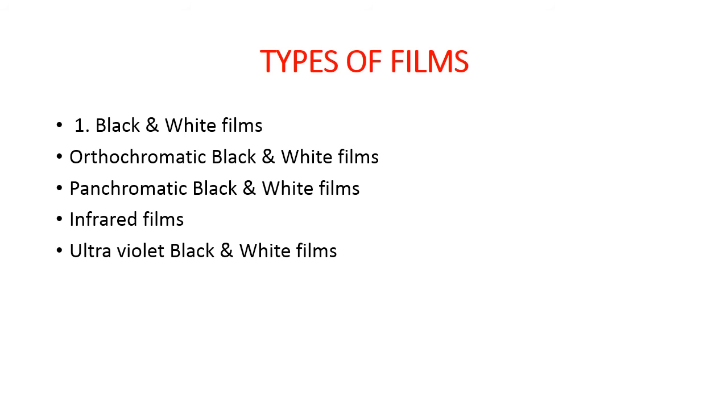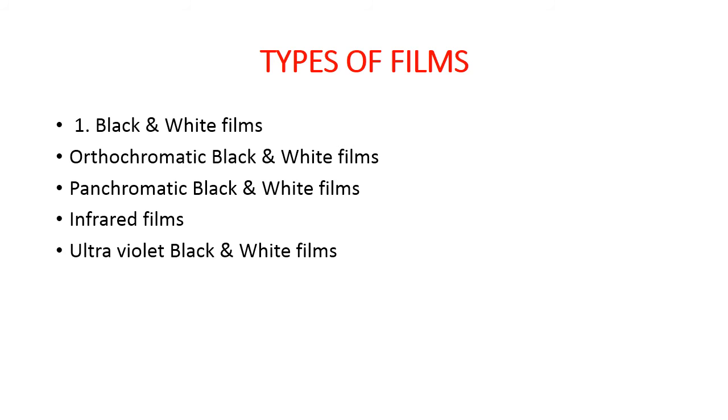Infrared radiation is absorbed by water bodies and they appear dark, and thus the boundaries between the water bodies and land become very sharp, so their demarcation becomes easier. In order to get an idea about soil moisture, infrared black and white films are used. So this was the information about black and white films.